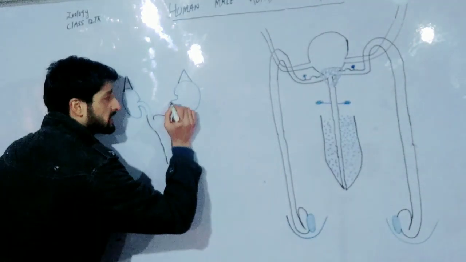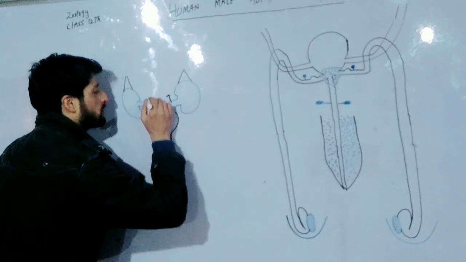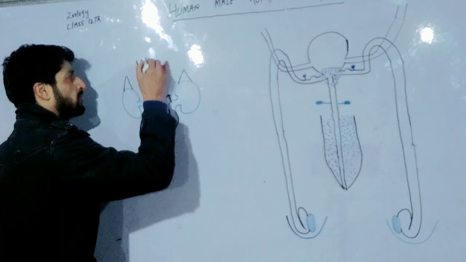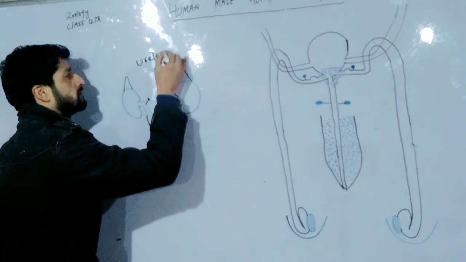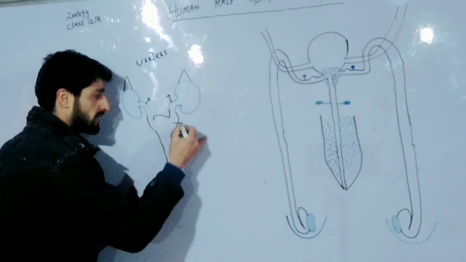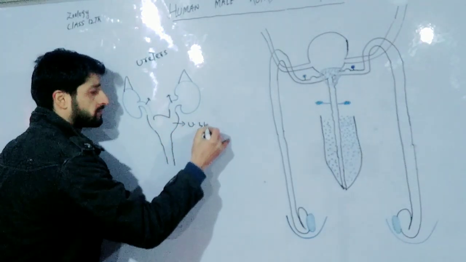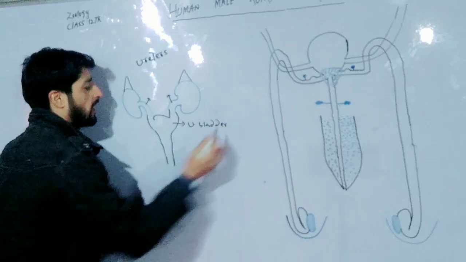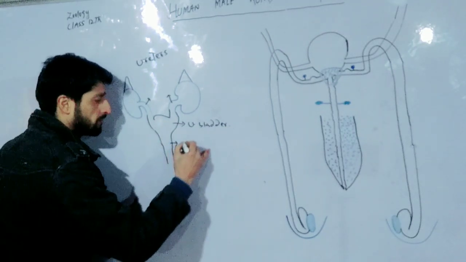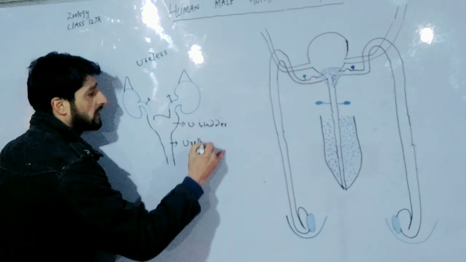and from the kidneys special tubes emerge out. These special tubes you call ureters. Along with ureters, human males or human females have urinary bladder. After urinary bladder is over, then another tube, this tube you call urethra.